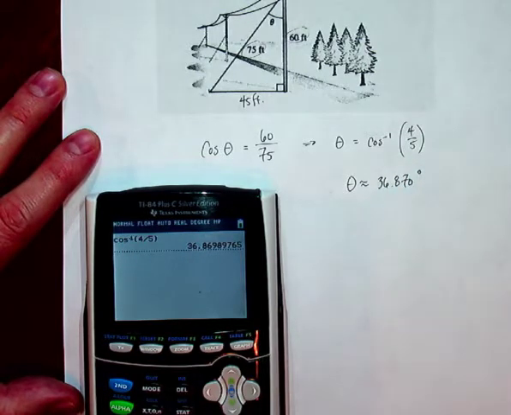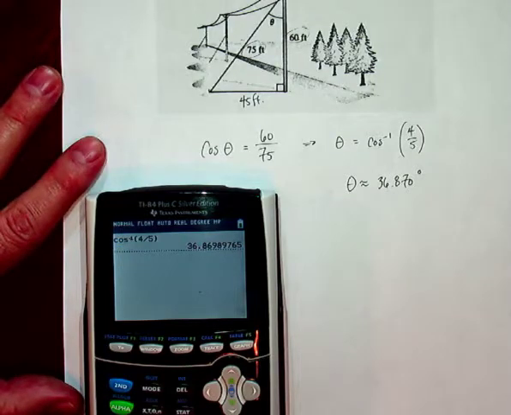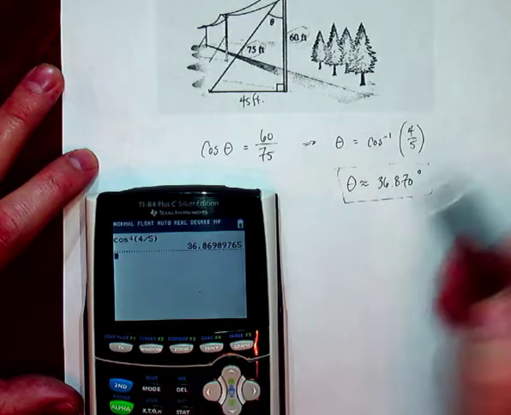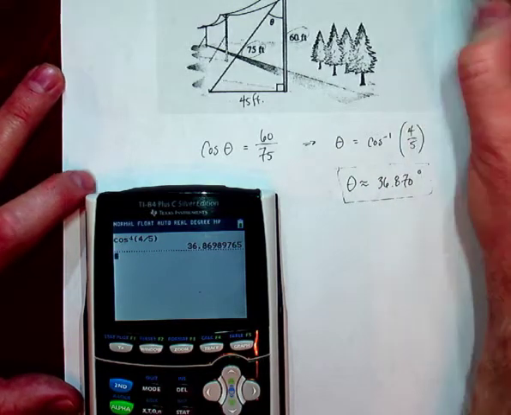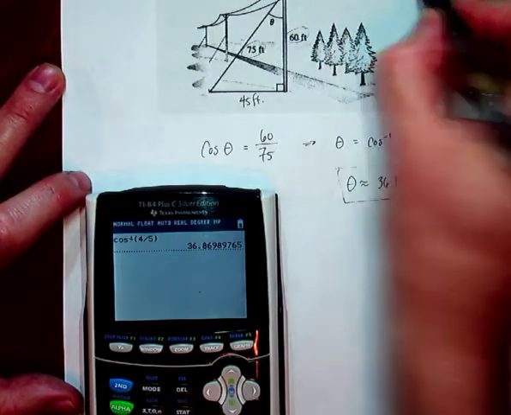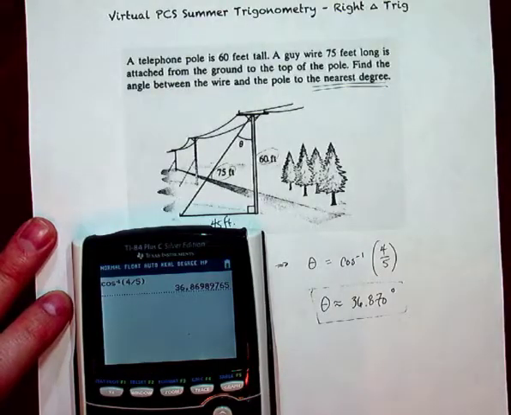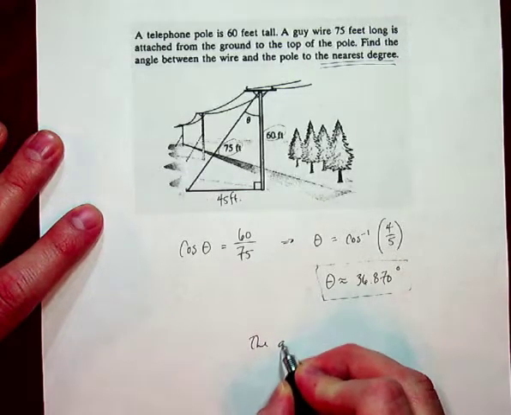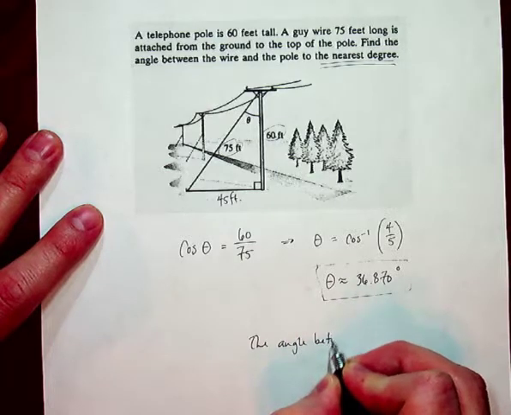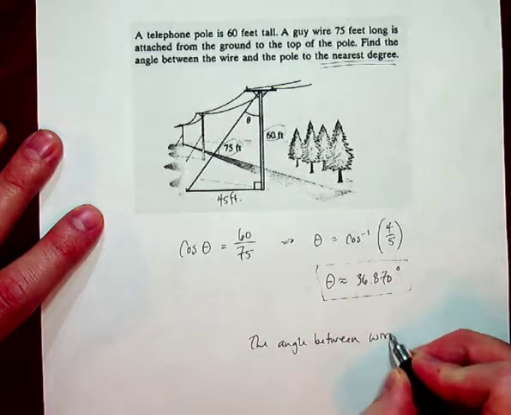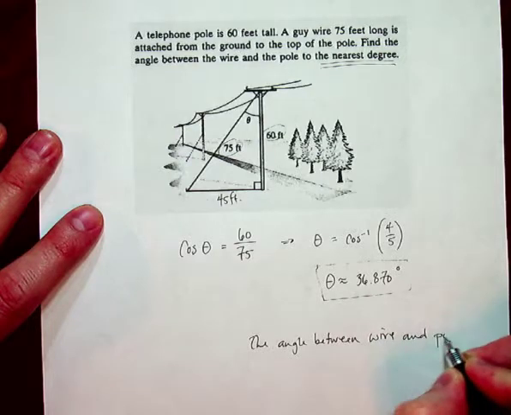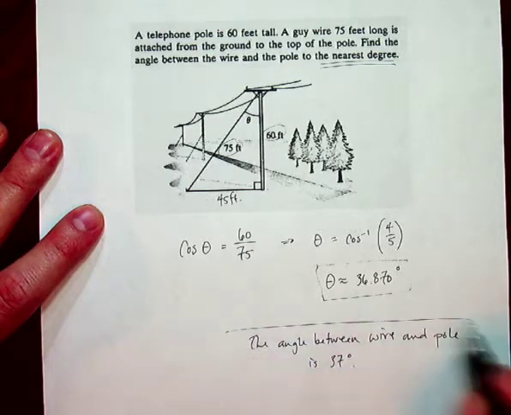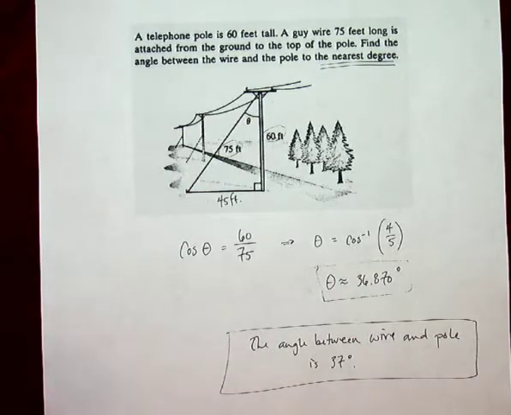36.870 degrees. Okay. Now, when you actually answer the question, when you figure out theta, if it says something like the nearest degree, go ahead and follow those instructions. And so the angle between wire and pole is 37 degrees, or approximately 37 degrees, however you want to term it. Okay.